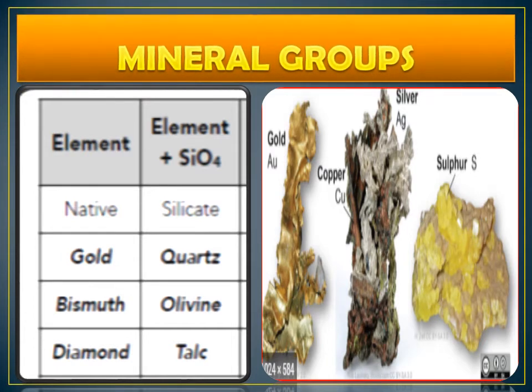Semi-metals also are minerals that are more fragile than metals and have lower conductivity, such as arsenic and bismuth. Non-metals are non-conductive, like sulfur and diamond.